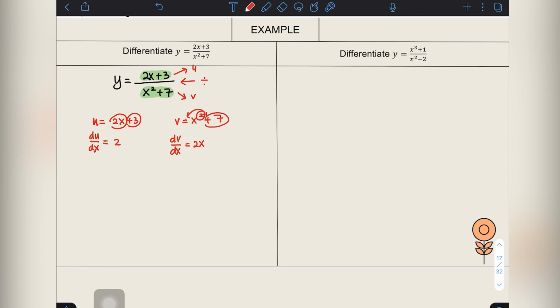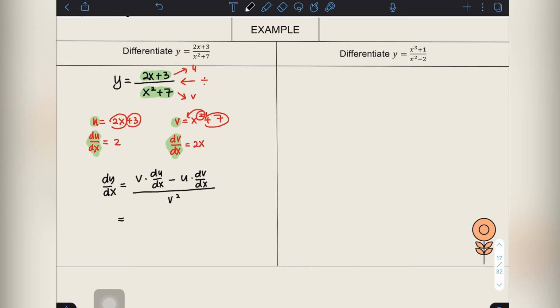and differentiate constant 7, which is equal to 0. So now you already have your u, you already have your v, you have your du dx, and you have your dv dx. What you can do next is to find the differentiation of y, which is dy dx, by using the formula of quotient rule, which is v multiplied by du dx minus u multiplied by dv dx. Don't forget to divide everything by v to the power of 2.